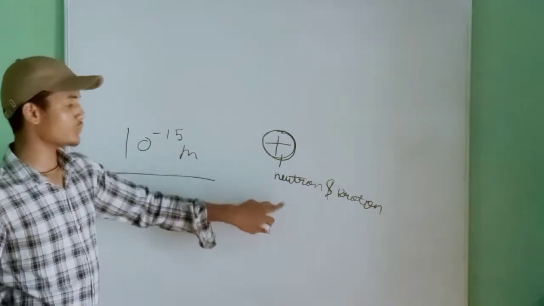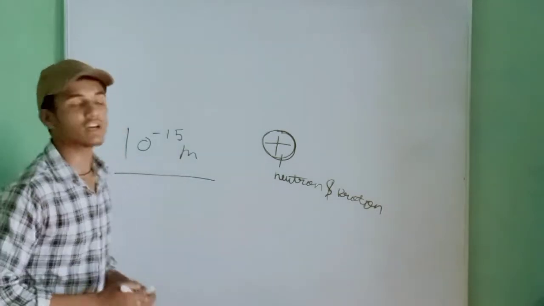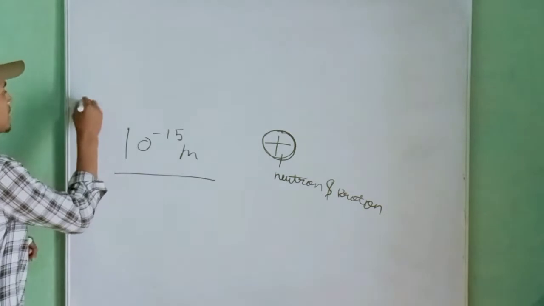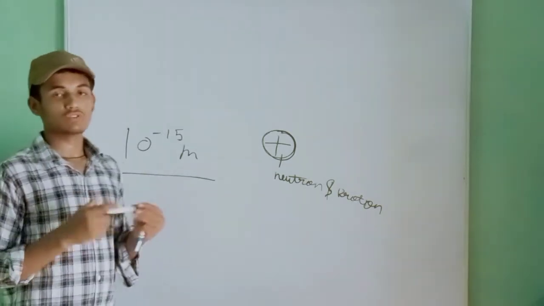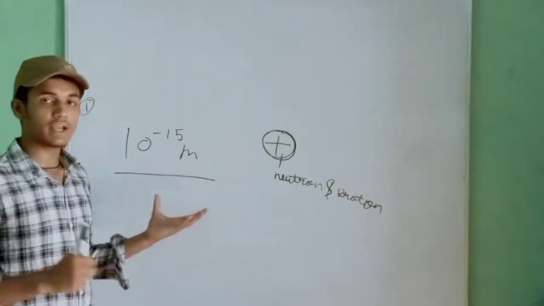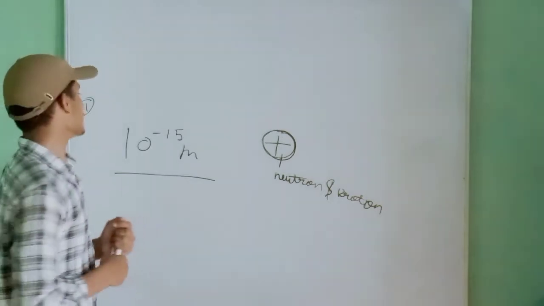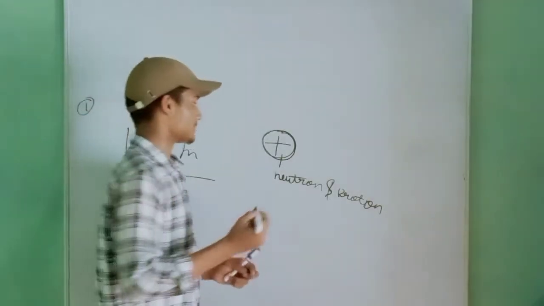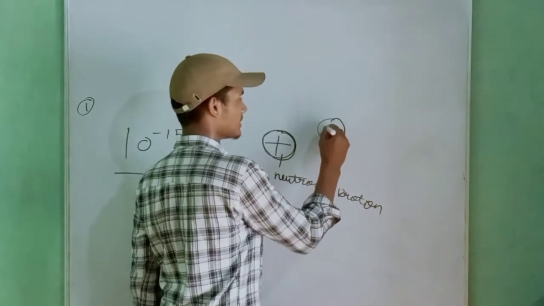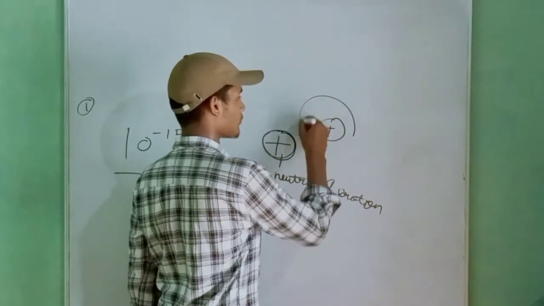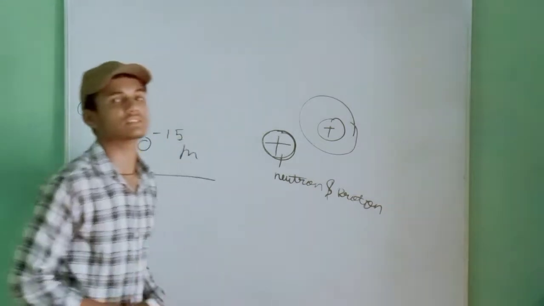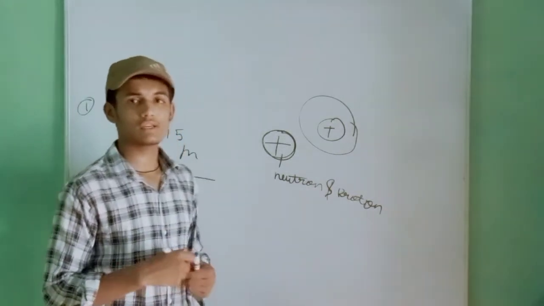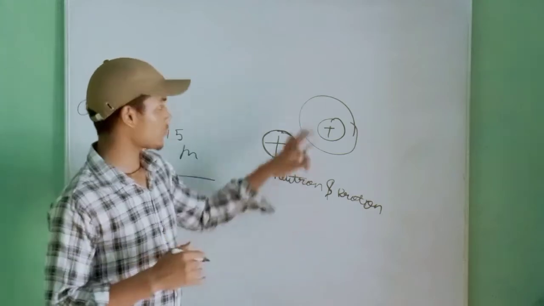There is no charge on the neutron. The proton has positive charge, similar in magnitude to the electron. So that is the first conclusion given by Rutherford's atomic model. The second is that electrons revolve around the nucleus. That means there is a nucleus and electrons revolve around that nucleus. That is the second conclusion.